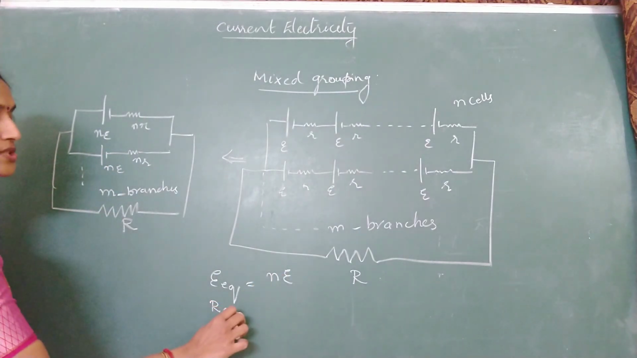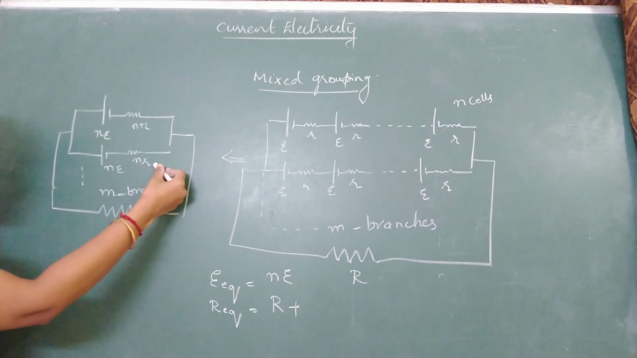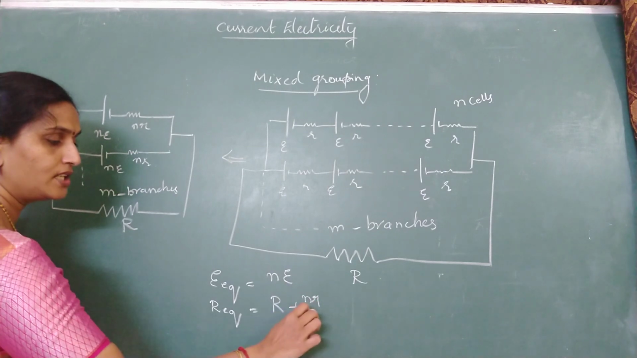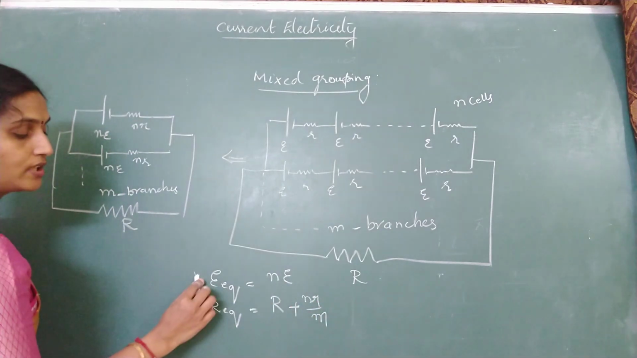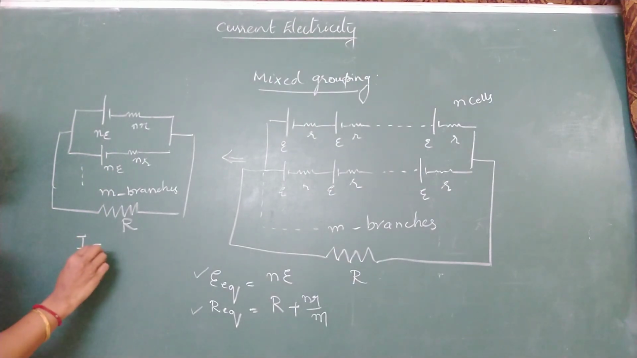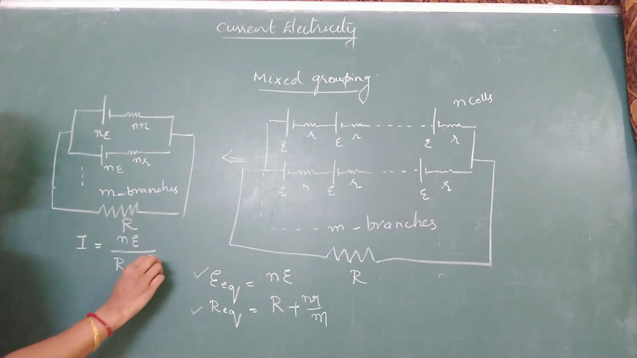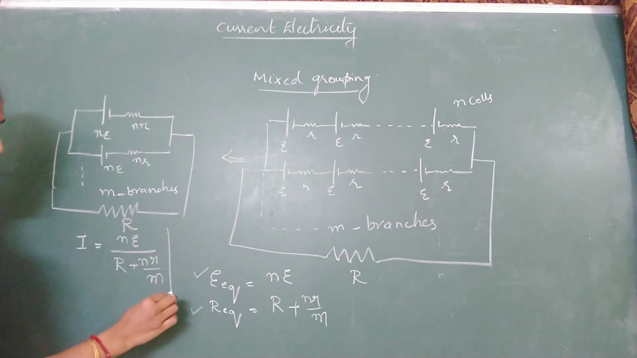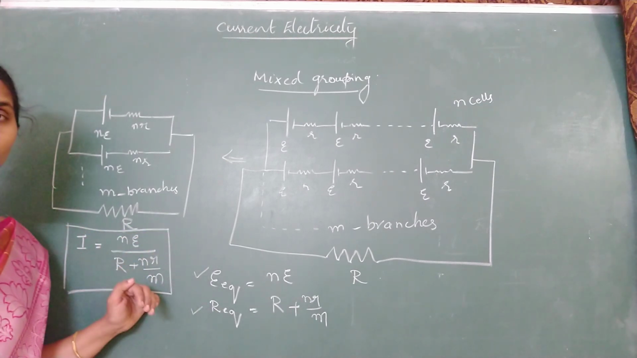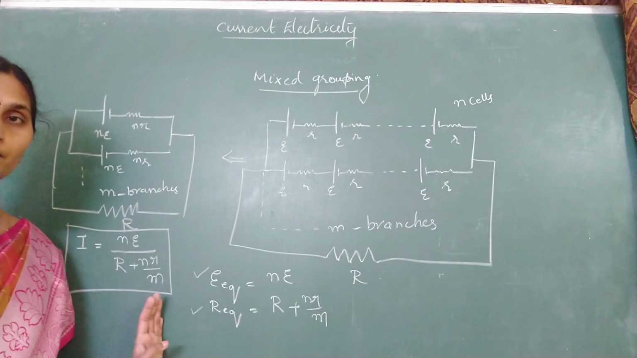What is the total resistance of the circuit? External is capital R. nr and nr in parallel will become nr by 2. For 3 branches, nr by 3. For m such branches, n into r divided by m. See, I have got the equivalent EMF, I have got the equivalent resistance. Then what should be your current in the circuit? n into E by capital R plus n into r divided by m. So this will give you the current in which type of grouping? Okay, this is called mixed grouping of cells. So we have studied 3 cases: series, parallel and then mixed grouping.